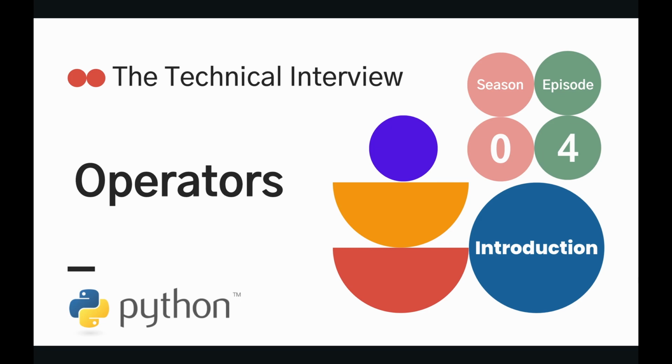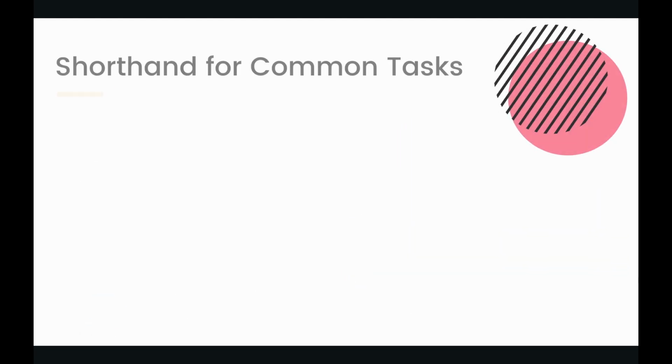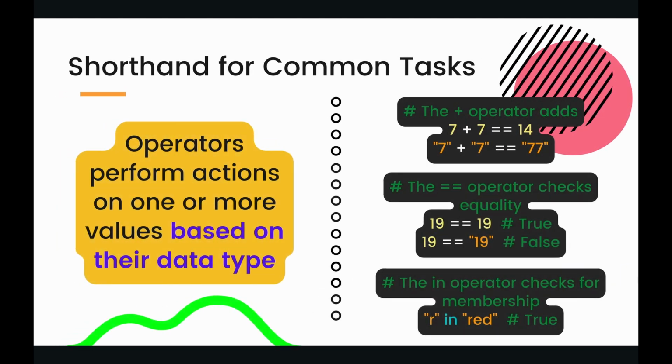In today's episode, we're going to be taking a closer look at operators. So operators in Python perform actions on one or more values based on their data type. And you've probably already encountered operators before, right? For instance, the plus symbol or the minus symbol, the division symbol. Maybe the and keyword for comparison, the or keyword, the greater than symbol, the less than symbol. All of these are operators.